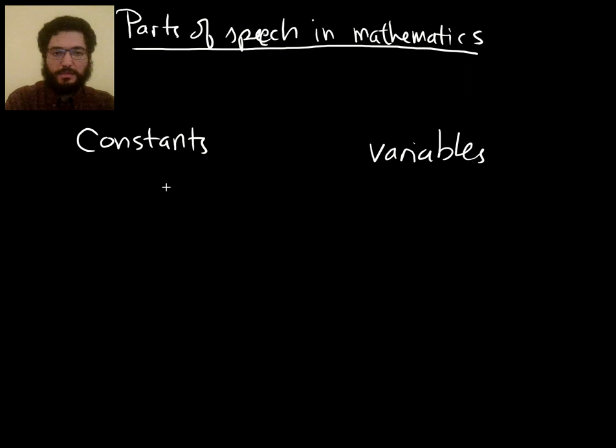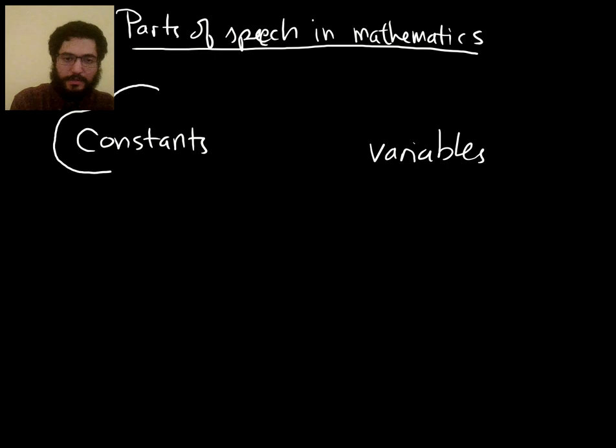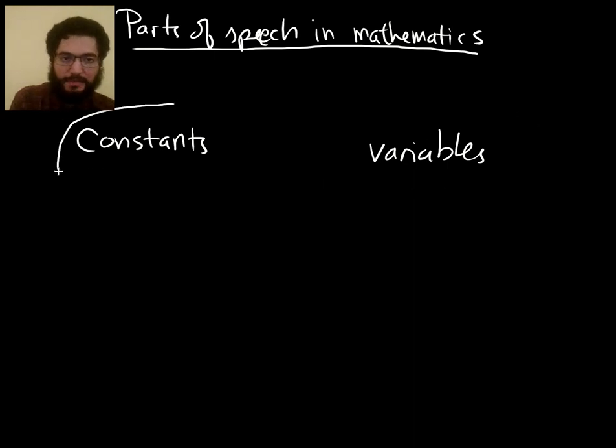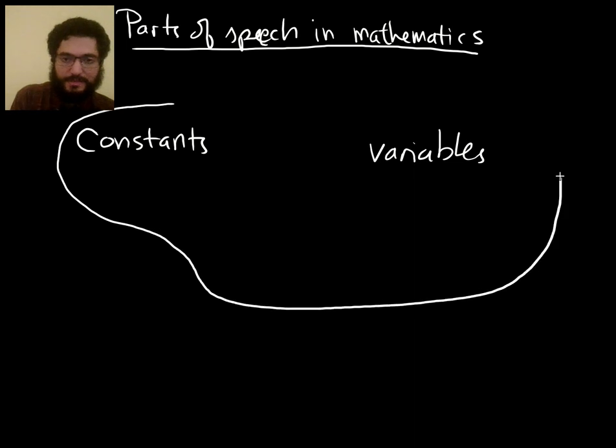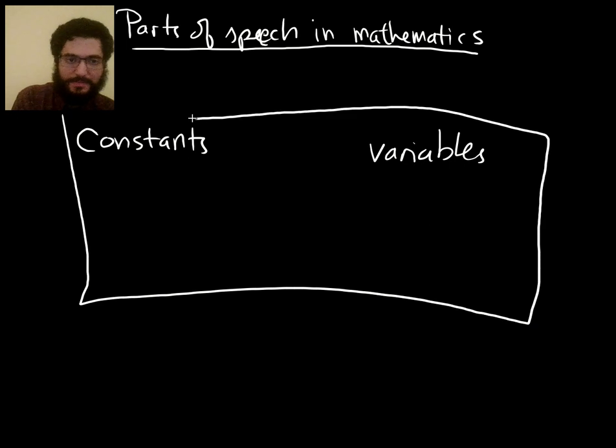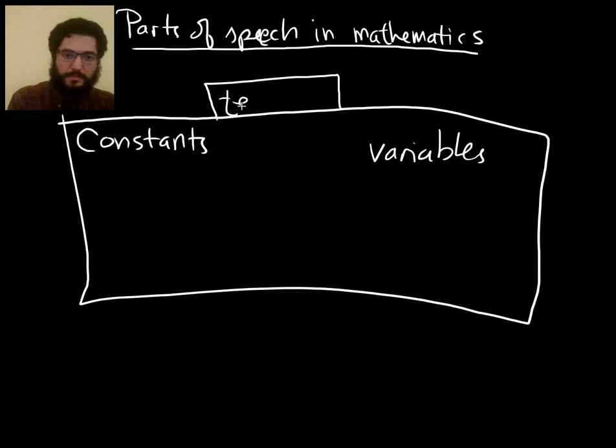So one thing that constants and variables have in common is that they refer to things, just like proper nouns and pronouns both refer to things. They're both nouns. So constants and variables actually sit in a larger category, not by themselves. And maybe I'll do a box. Of terms.